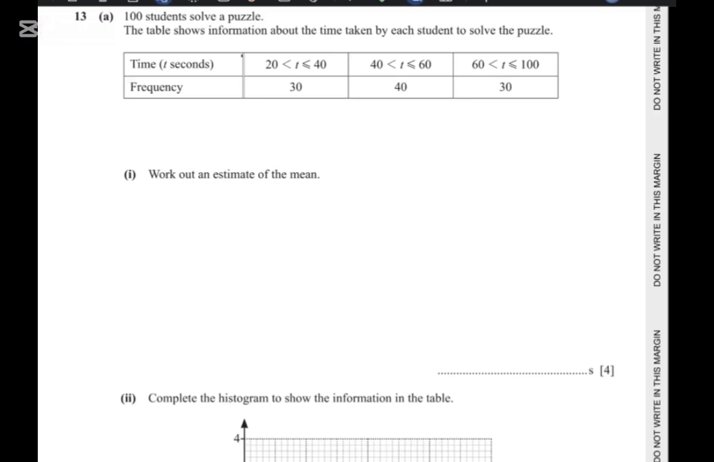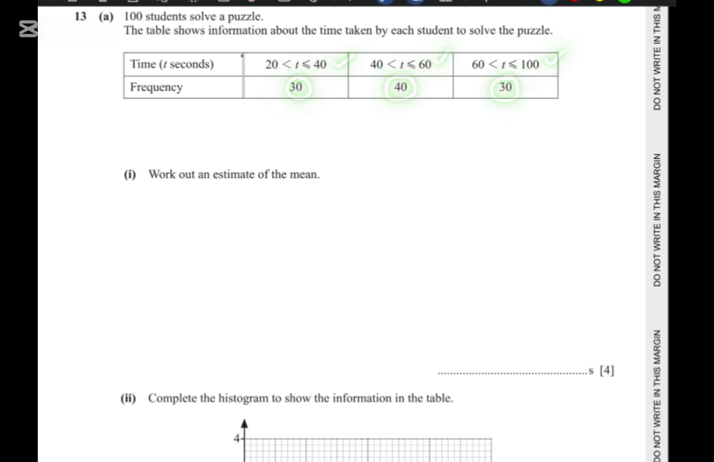Question number 13. A. 100 students solve a puzzle. The table shows information about the time taken by each student to solve the puzzle. So now here the number of students are given in frequency, and the time they took to solve the puzzle is given in a range here.